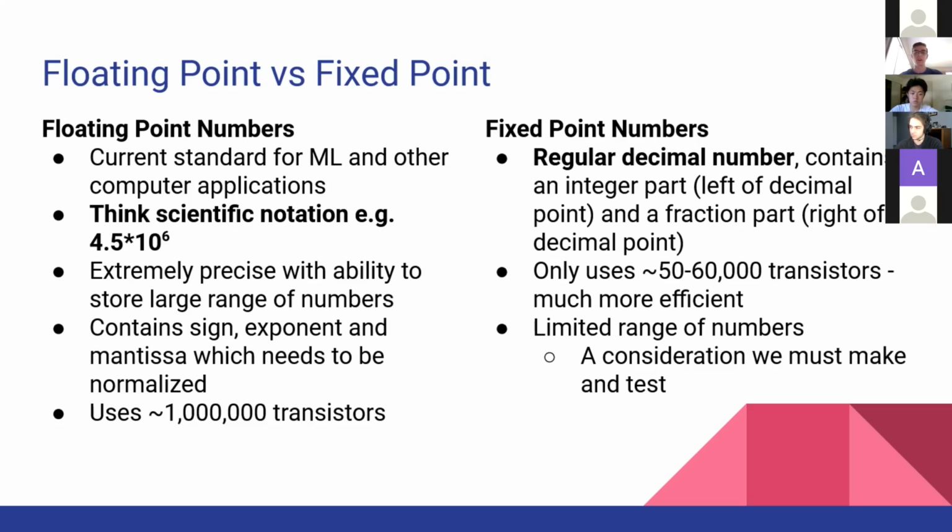versus a fixed point number, which is basically a regular decimal number. So it contains an integer part, which is the part to the left of the decimal point, and a fraction part, which is the part to the right of the decimal point. And it only uses transistors in the magnitude of thousands, which is much more efficient. But one downside of this is that it has a limited range of numbers. And this is a consideration that we have to make and test in order to use our model.